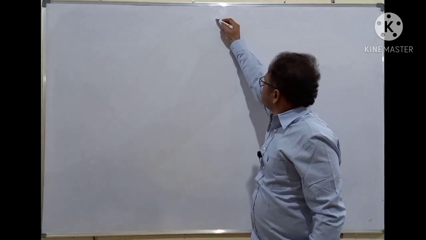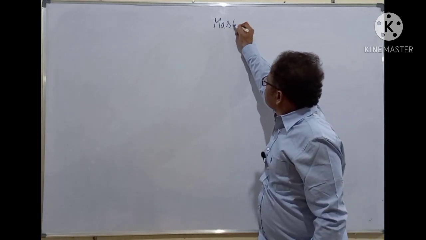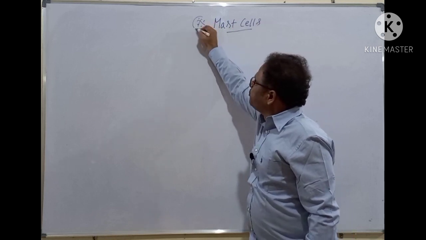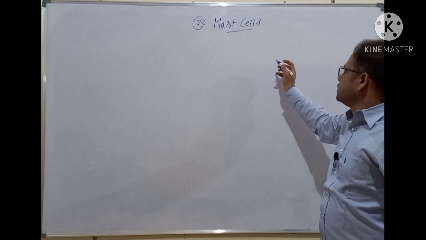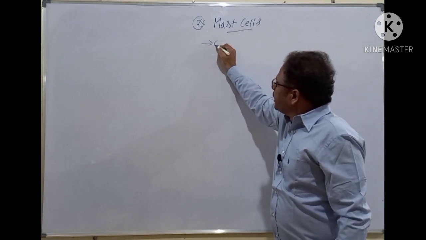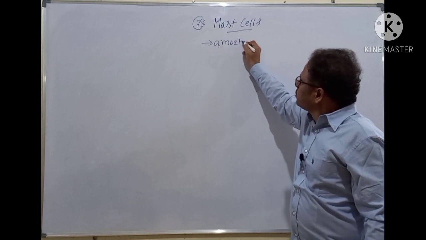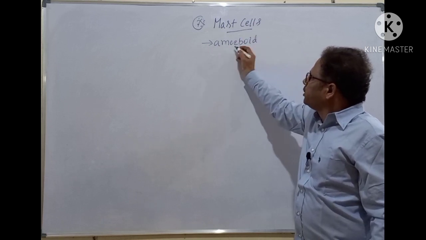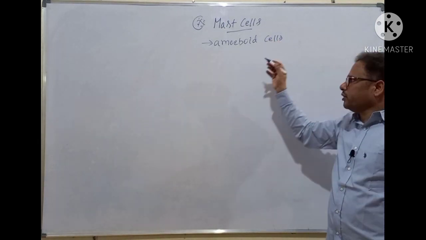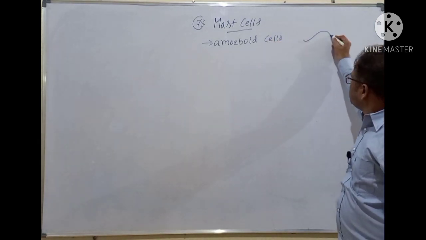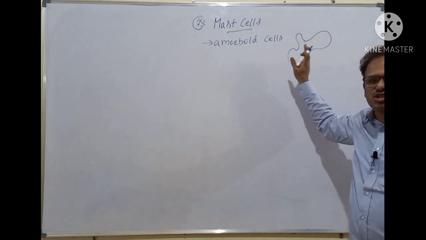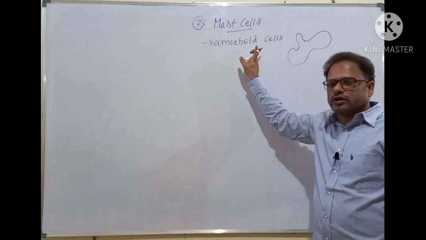Mast cells. Important topic from NEET point of view. The mast cells are amoeboid in shape. They are amoeboid cells. What is meant by amoeboid? Amoeboid means there is no regular shape. Just like amoeba, they are shapeless. That's why they are called amoeboid cells.